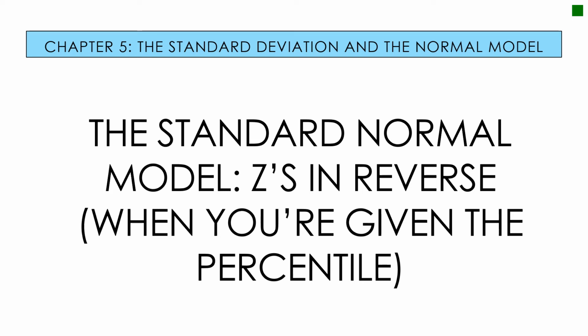So we have done quite a bit of work already in how to find values in StatCrunch or not in StatCrunch using z-scores. What we're going to end with this week is when I give you the percentile. So instead of asking what percent are more or less than some value, I'm going to say 20% are more or less than what value. So now I'm actually trying to find the z-score rather than the percentile.